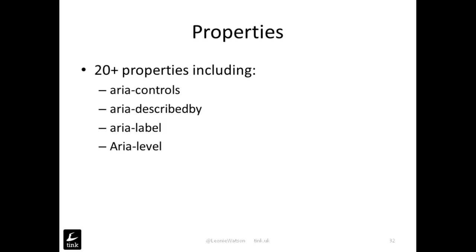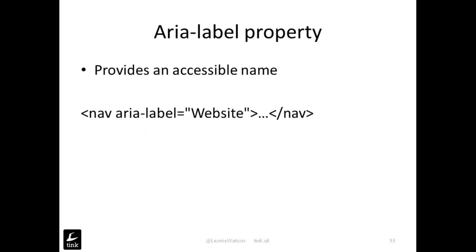You've got a whole bunch of properties in ARIA as well, and these add in all sorts of characteristics like accessible name through ARIA label or ARIA labeled by, accessible descriptions, also other things like ARIA level, where you can indicate the level of a heading. So something with a role of heading would have an ARIA level of 2 to create the equivalent of an H2, for example.